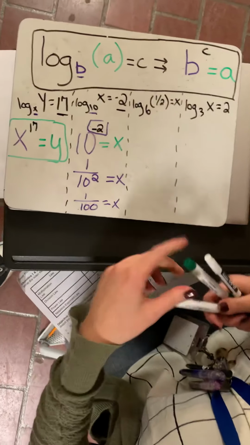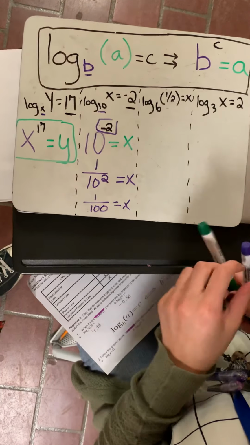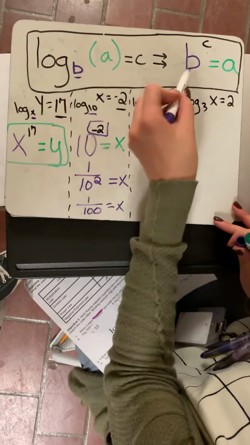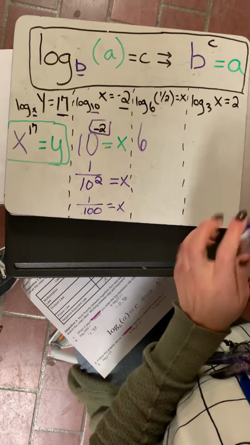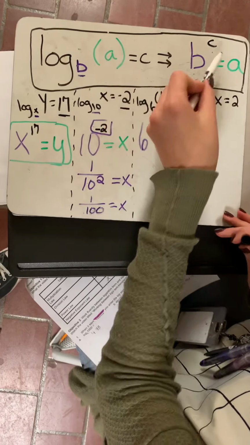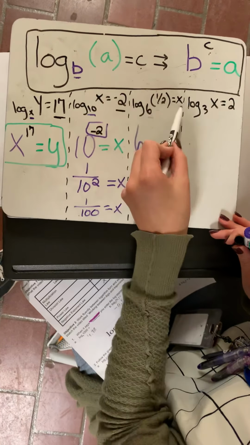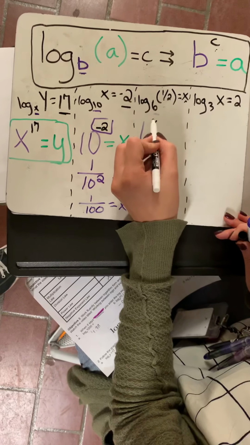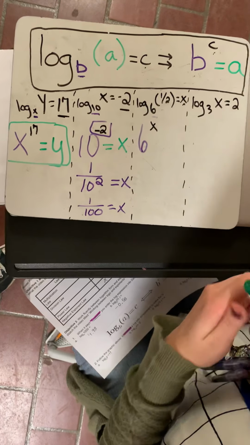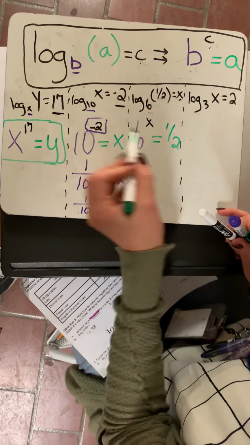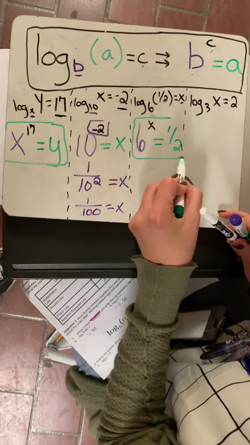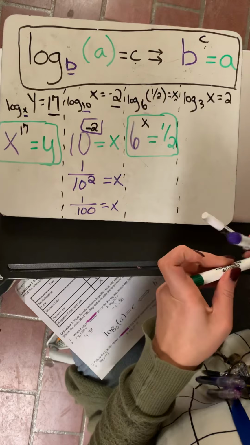Let's do the next 2 just to kind of get some more practice in. So what's in my B spot? It's a 6. What's in my C spot, or that number being raised up high? It's that number on the other side, or letter, which is an x. And then last, what's it gonna equal? It's gonna equal this number in the parentheses, 1/2. This is your final answer. It's not gonna ask you to solve, that's your final answer.